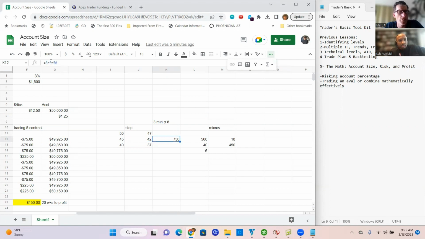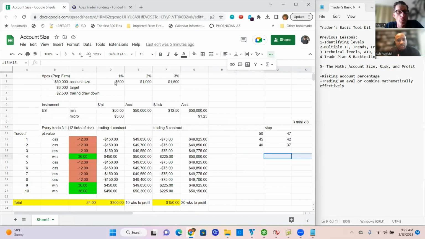3 contracts, 5 points, $50, $750, because your average price is going to be 45 and your stop is going to be 5 points away. 5 times 50 is 250. 250 times 3, because you're in for 3 contracts, is 750. Okay, but that's too high because I'm only willing to risk 1% of my account.